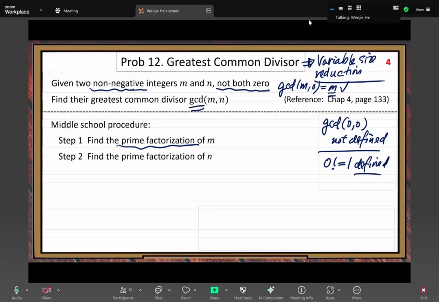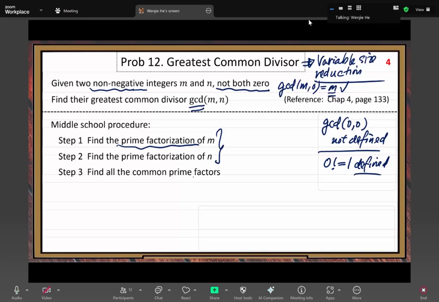Step 2, find the prime factorization of n. Step 3, find all the common factors. Because after you get the prime factorization from both parameters, then you can find the common prime factors. Remember, in part B of module 1, I talked about a standard factorization.